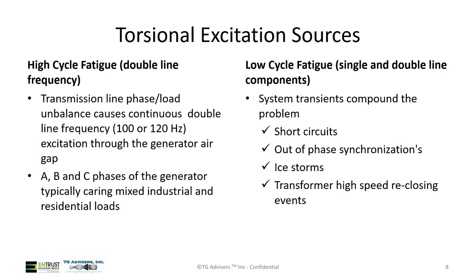So that's short circuits where you have two phases get short circuited together, out of phase synchronization if all the phases aren't in sync when you're going online. Ice storms can sometimes connect two different lines together and cause issues. And then also when there's an issue and a transformer has a high speed reclosing event to try to reconnect in. So those can all create torque oscillations in the system as well that aren't good for your unit.